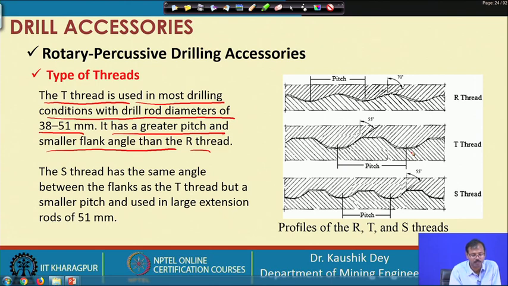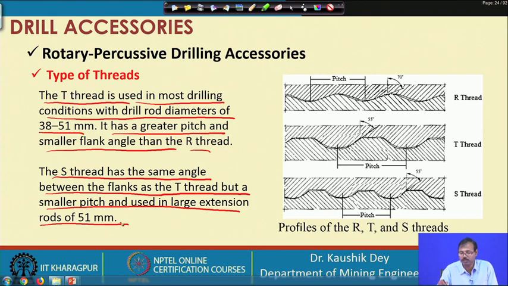a higher pitch. And S thread has the same angle between the flanks as the T thread, but a small pitch, and is used with large extension rods. So, you can see the pitches are of different types, smaller pitches, but large extension rods are provided here. Okay. So, this is called T thread, this is S thread, this is R thread.